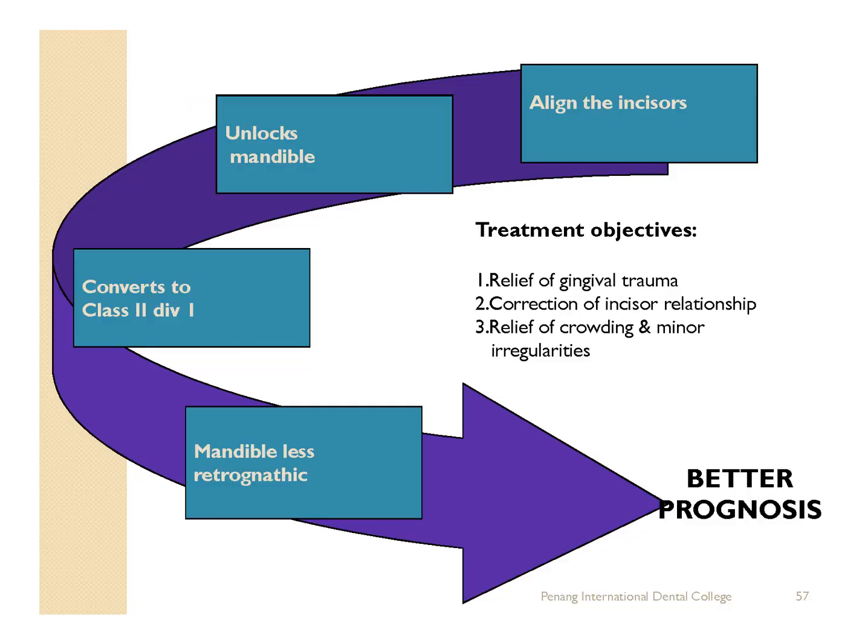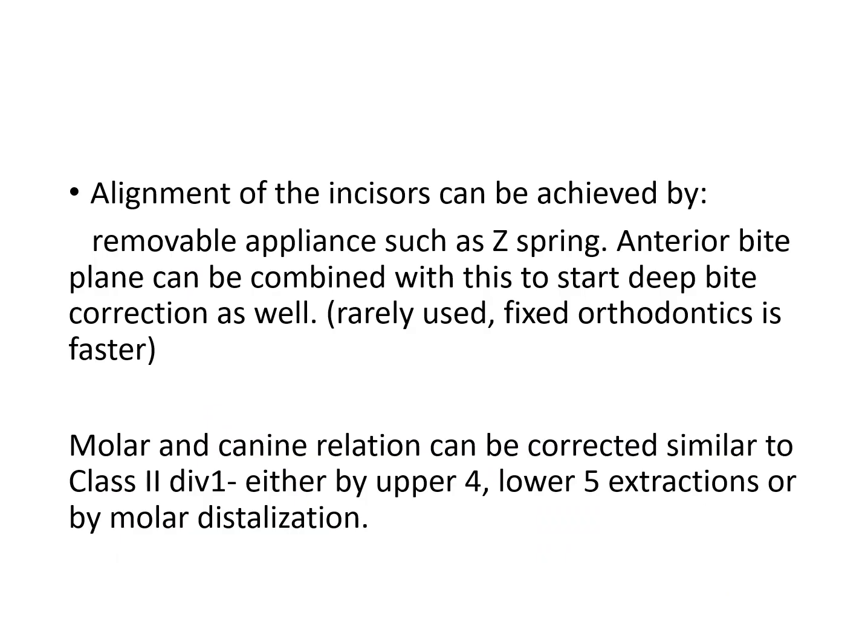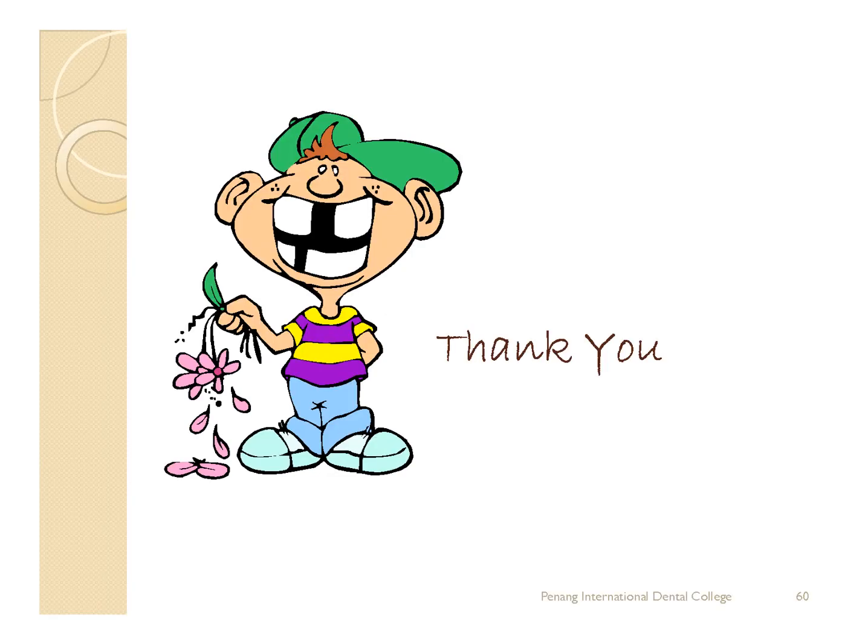So what is the objective? First and foremost, to relieve the gingival trauma if there, correction of incisor relation, and relief of crowding and minor irregularities. Now when there is a simple case, alignment of incisors can be achieved by a removable appliance such as a Z-spring, right? But mostly these cases might require fixed orthodontic treatment. Under that you might require to remove teeth, mostly if there is a case like this. Class 2 division 1, either upper 4, lower 5 extractions or distalization.